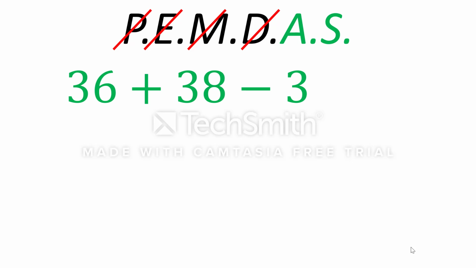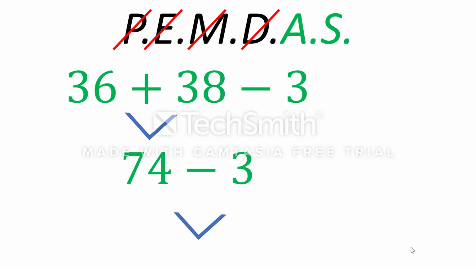We ask ourselves, do we have any A for addition or S for subtraction in our expression? Yes, we have both addition and subtraction, and according to the order of operations, we need to work on them as they appear from left to right. Starting from the left, we will add 36 plus 38, which gives us a sum of 74. We will bring down what we haven't used yet, which is the minus 3. Last but not least, 74 minus 3 gives us a difference of 71. We have come to a single number with no operations left over. Therefore, we have successfully simplified our expression.